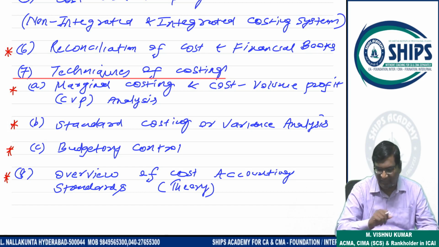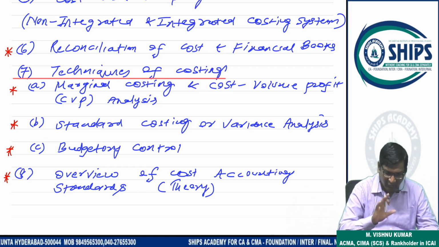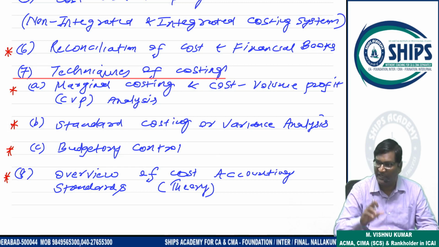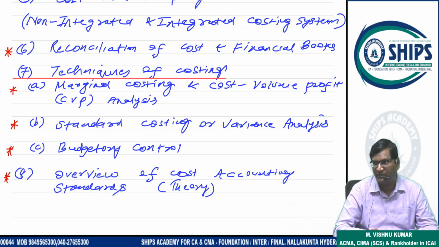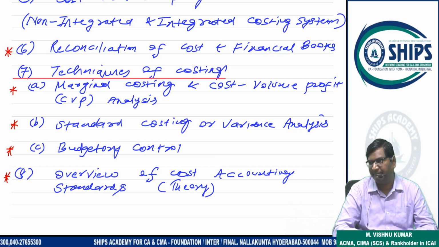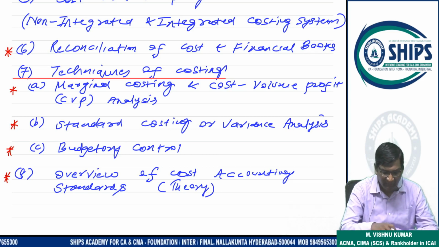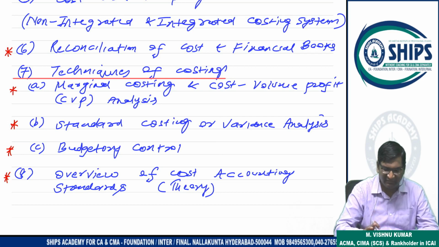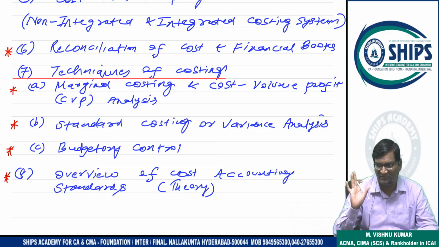Similarly, standard costing and budgetary control also. It is there in group 1, group 2, again in final. In final, budgetary control is not a separate topic, it is part of standard costing. Okay, so these three topics are very important. So whenever we start, don't be absent, don't miss the classes.